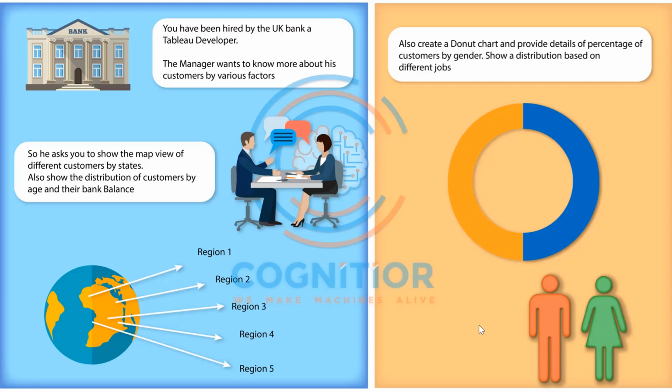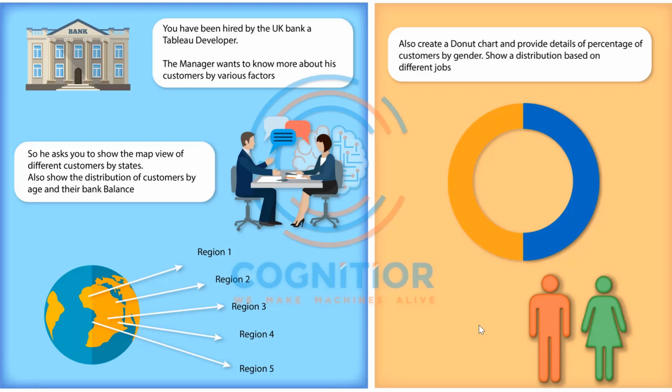Also show the distribution of customers by age and bank balance. So I want to create a histogram which will show me the data distribution by age and bank balance. Also create a donut chart which will provide the details about the percentage of customers, and finally show the distribution based on different jobs. There are various jobs available. I want to know how many customers are there in white collar jobs, how many customers are there in blue collar jobs, and so on.